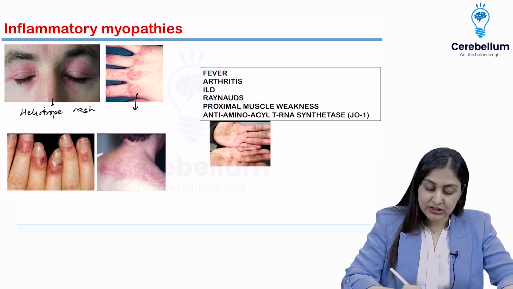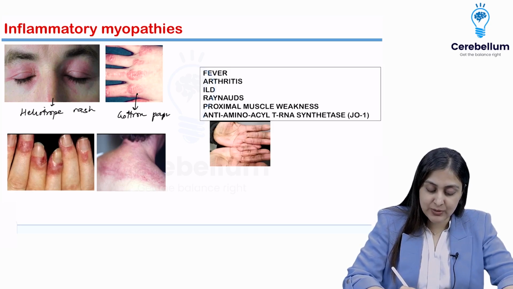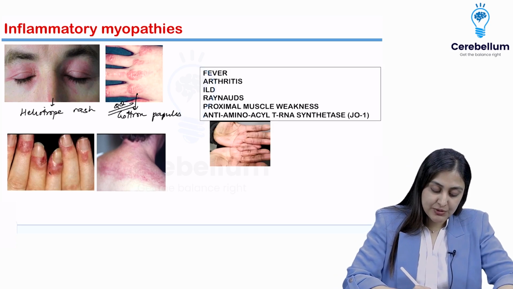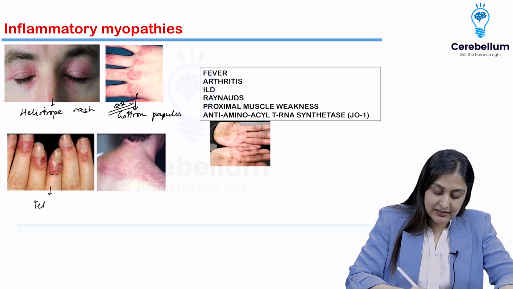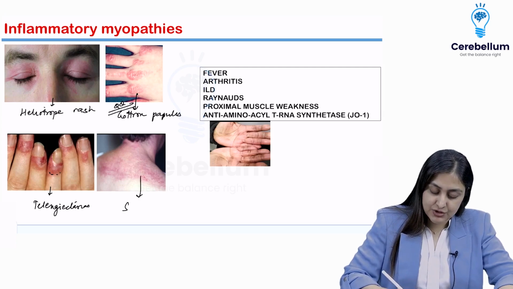Heliotrope rash on the knuckles. What you are seeing are known as the Gottron papules, and this is a repeat question wherein they have asked you the hallmark of juvenile dermatomyositis. It is Gottron papules. What you see around the nail bed are the nail bed telangiectasias, and what you are seeing around the shoulder is known as the shawl sign.